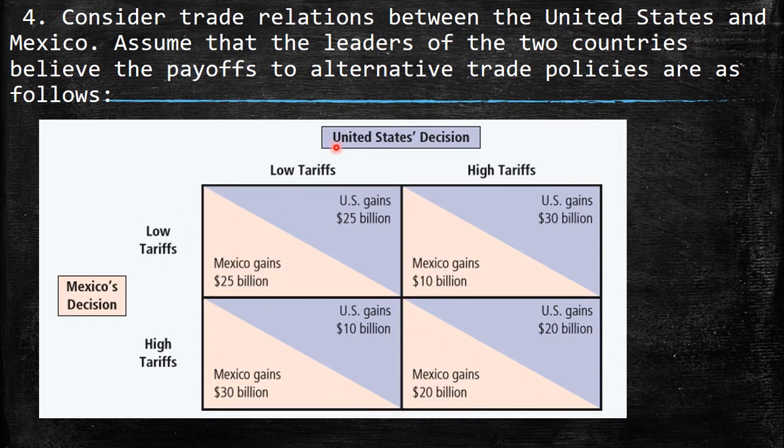So what if the US and Mexico both operate low tariffs? Both get 25 billion in gains. What if both have high tariffs? They get 20 billion, which should be lower than the previous one, right? And what if one charges high tariffs and the other low tariffs? It should be 30 and 10, better for the high-tariff country, with 10 billion for the other. It's replicated exactly the opposite when Mexico's decision is high tariffs and the other is low. So this is the idea. I guess you already understand how this payoff matrix works.